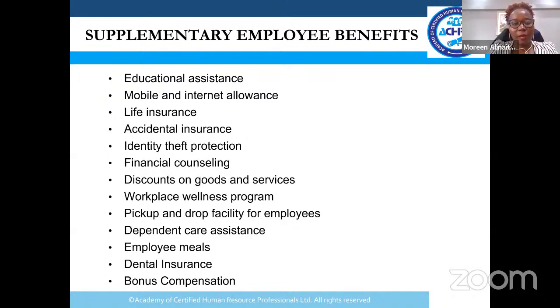Now, these kinds of benefits are considered as supplements. If your employer is offering you any of these, it is not your right, it is just a supplement, and they are welcome to do it anytime and they are welcome to withdraw it anytime. You cannot force them to continue with it in case they want to withdraw.